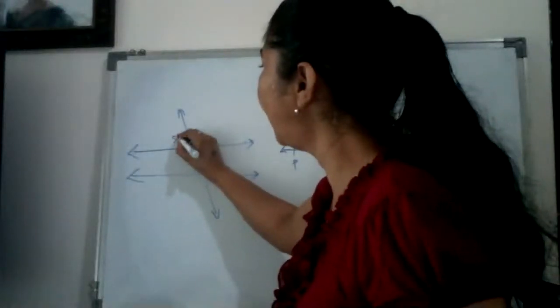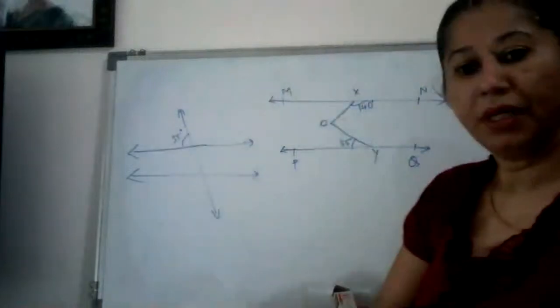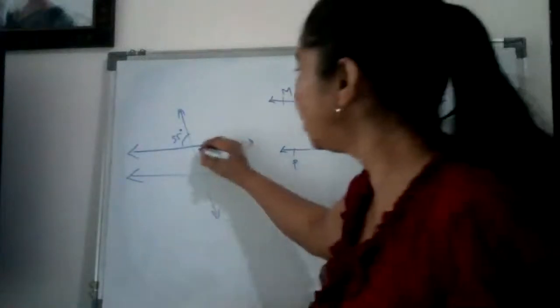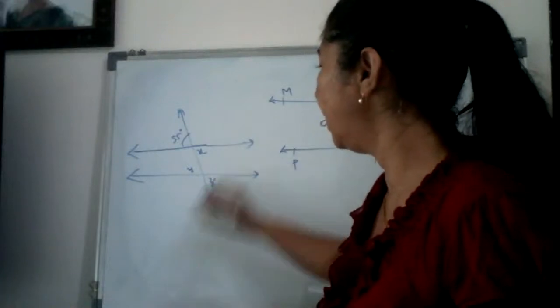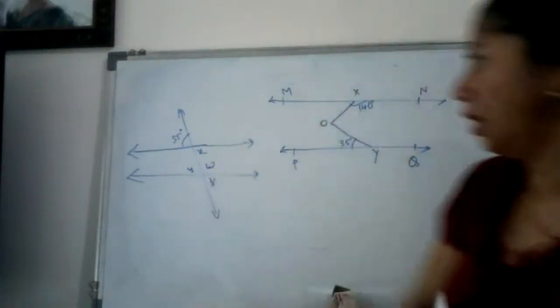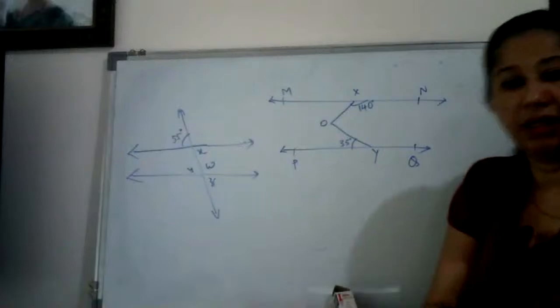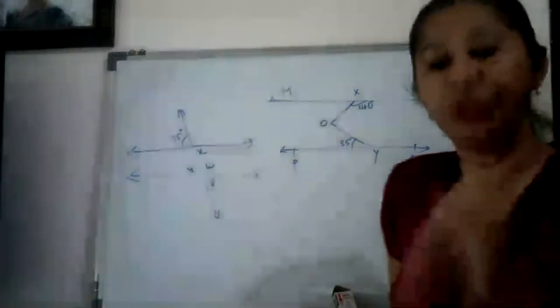Fine. So suppose you are given this angle as 55 degrees. Suppose you have to find out this X, you have to find out Y, you have to find out Z, and you have to find out this W. You have to find out 4 angles. Now how are we going to do it?